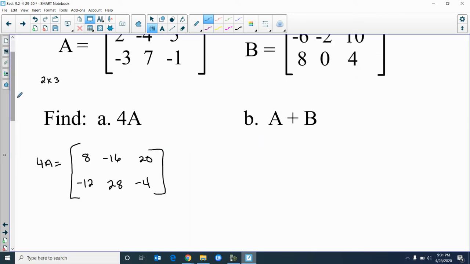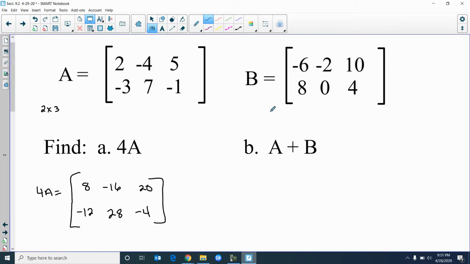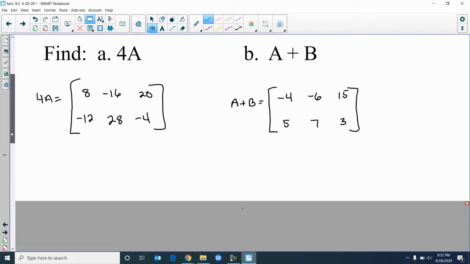A plus B, only way to add two matrices if they're the same dimensions. These are both 2x3s. And all you do is you add the corresponding elements. So whatever's in row 1, column 1, you add with row 1, column 1 there. And I get negative 4. And I add negative 4 plus negative 2 is negative 6. 5 plus 10 is 15. Negative 3 plus 8 is 5. 7 plus 0 is 7. And negative 1 plus 4 is 3. So that's A plus B. Got to have the same dimensions, add corresponding elements.